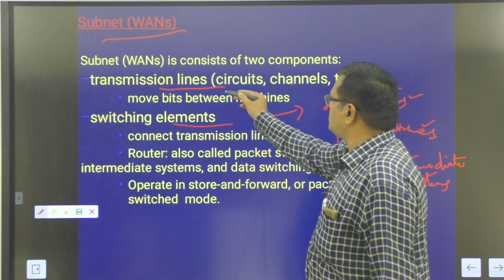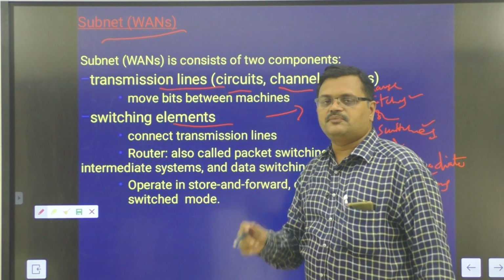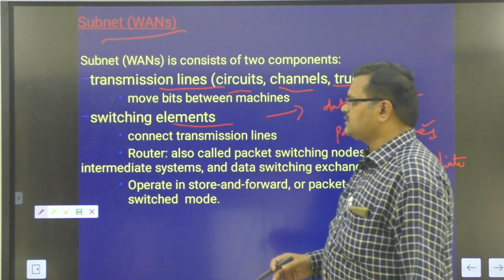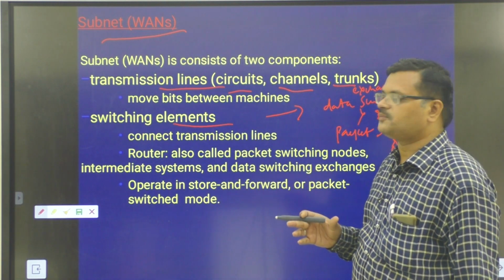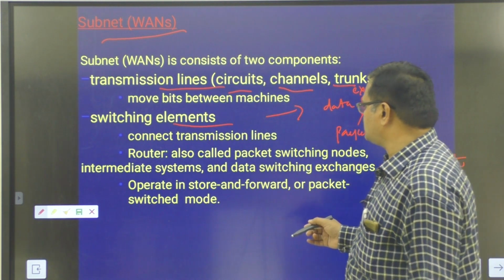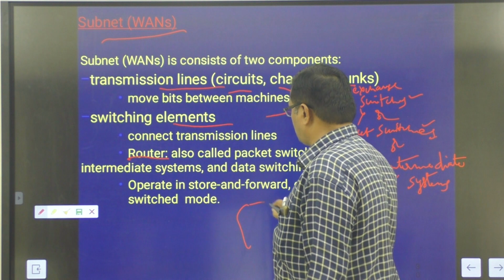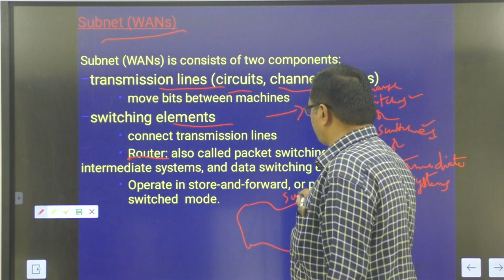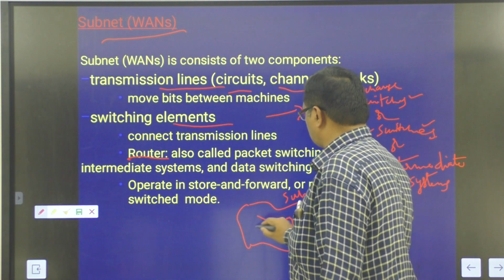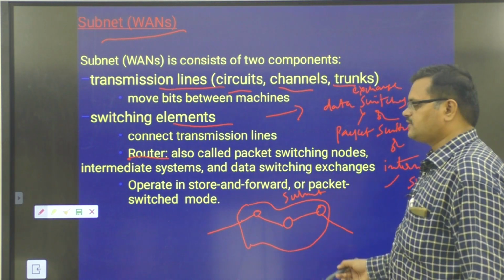So transmission lines are either channels or trunks or circuits. That means the medium on which the bits are moved is nothing but transmission lines. Switching elements are special computers where data switching can happen, packet switching can happen, or these are also called intermediate systems, and routers. So as I already showed in the diagram, if this is a subnet, it consists of transmission lines and routers like this. Okay, this is nothing but the transmission lines and routers.